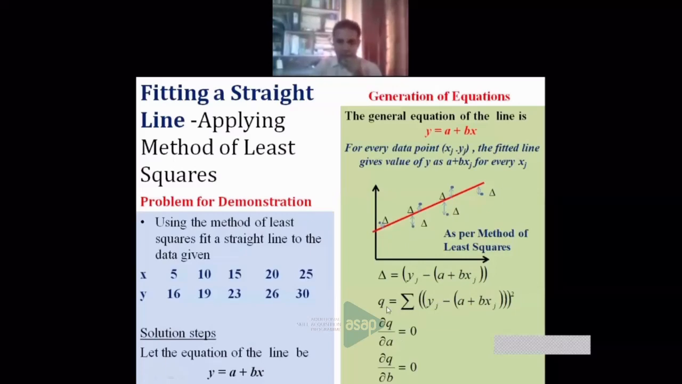Now, for this line to be the best fit possible, the sum of these squares must be minimal. The unknowns are a and b, so Q must satisfy: dou Q by dou a equals 0, and dou Q by dou b equals 0. Because this is to be a minimum, it is possible only if dou Q by dou a is 0 and dou Q by dou b is 0. Now we have to apply dou Q by dou a and dou Q by dou b on this Q. Very simple operations.